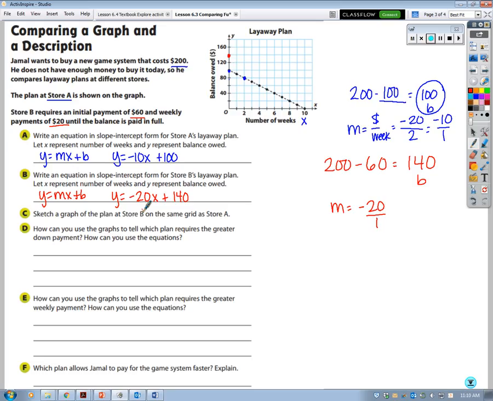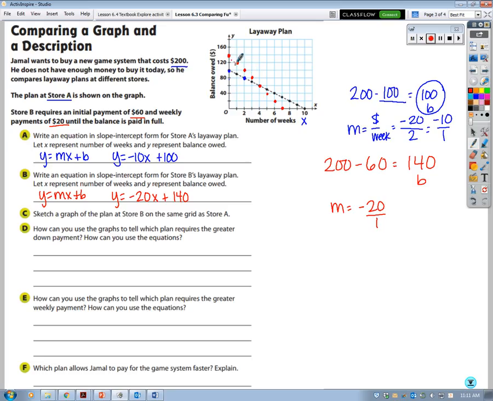So we know that he's got $140 left to pay because he paid $60 down, and he's paying $20 per week. So at 1 week, he's gone down from 140 to 120. At 2 weeks, he's gone down from 120 to 100, right, because he's paying down $20 per week. At 3 weeks, we go down another 20. 4, 5, 6, and 7. And that makes sense because if he's paying $20 per week, 20 times 7 is 140. So we know that that is the correct line there.